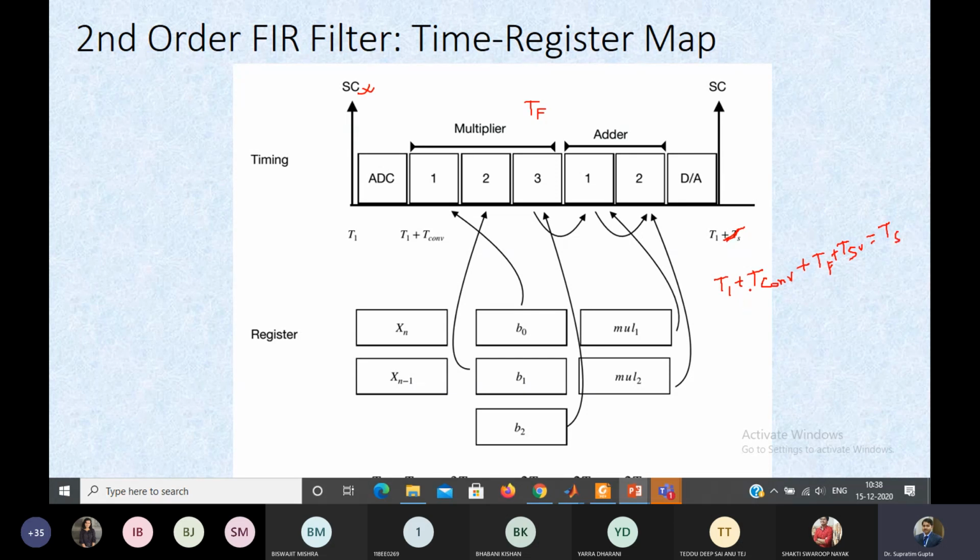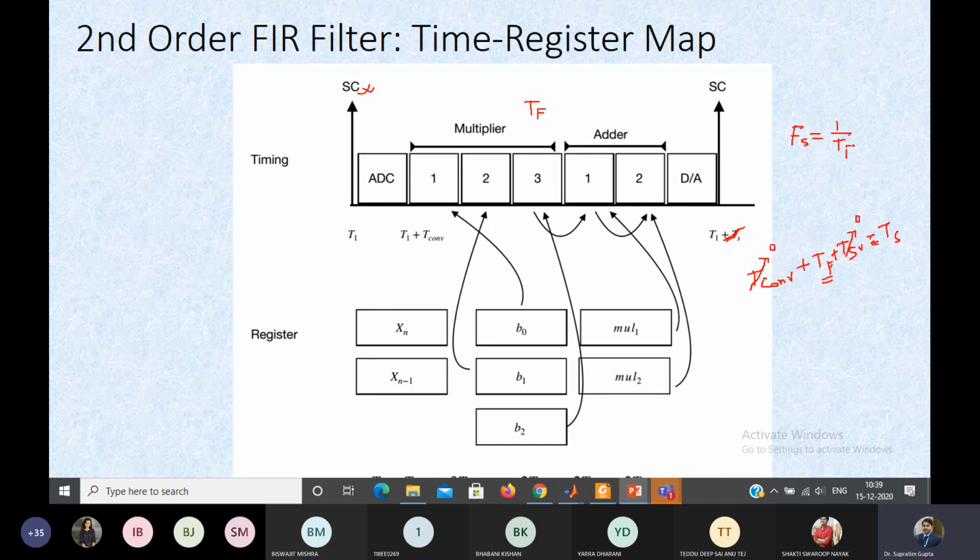Now in this case, this T conversion basically won't be there, right? That is the starting instance, so I can move this T1. This will constitute this TS. This can be 0 compared to TF. This can also be 0 compared to TF. But if it is not, then you have to consider all these. So this TF is almost the major contributing term in the sampling period, and your Fs would be 1 by this computation time.